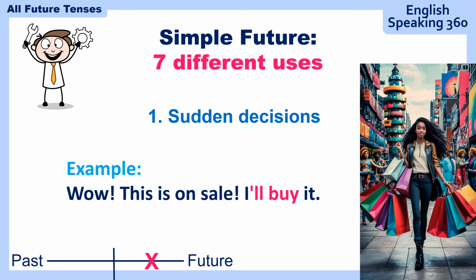Here's another example. Wow, this is on sale? I'll buy it. If you're thinking about impulse buying, it is also a sudden decision. So you say, I will buy it or I'll buy it.